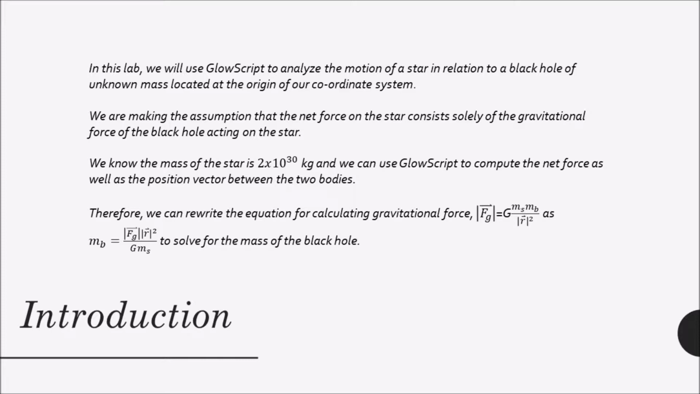We know the mass of the star is 2 times 10 to the 30 kilograms, and we can use GlowScript to compute the net force as well as the position vector between the two bodies. Therefore, we can rewrite the equation for calculating gravitational force. Force of gravity equals G times mass of the star times mass of the black hole over the position squared, so the mass of the black hole is equal to the force of gravity times the position squared over G times the mass of the star.